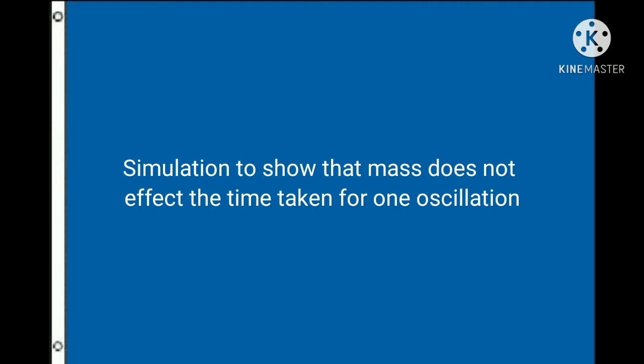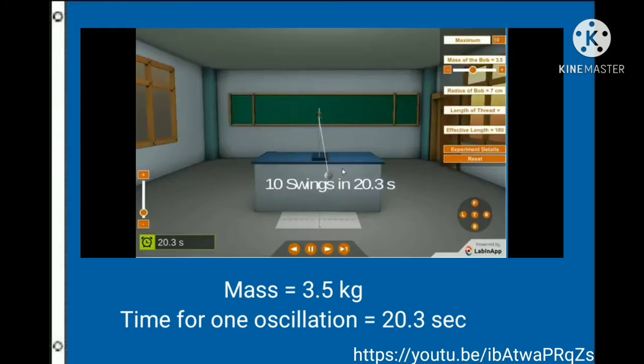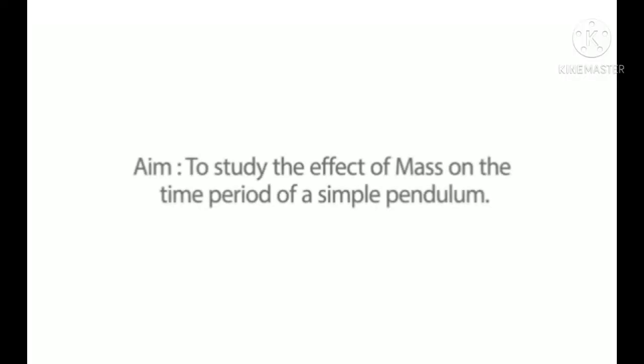This simulation shows that the mass of a pendulum does not affect the time taken for one oscillation. For the mass 2.5 kg, the time taken for one oscillation is 20.3 seconds. For mass 3.5 kg, the time taken for one oscillation is 20.3 seconds. Aim: to study the effect of mass on the time period of a simple pendulum.